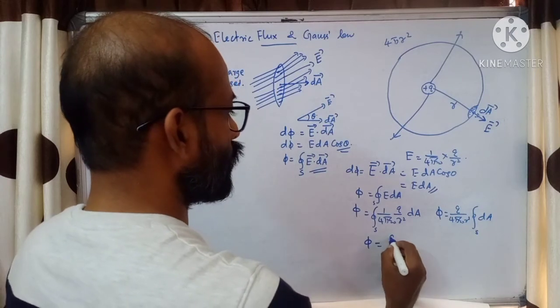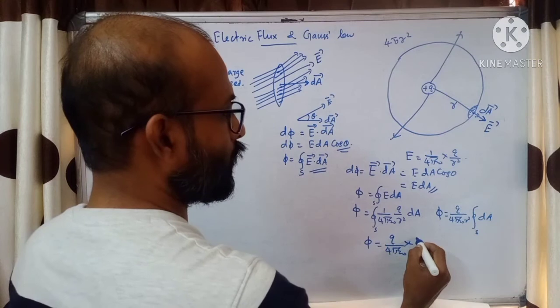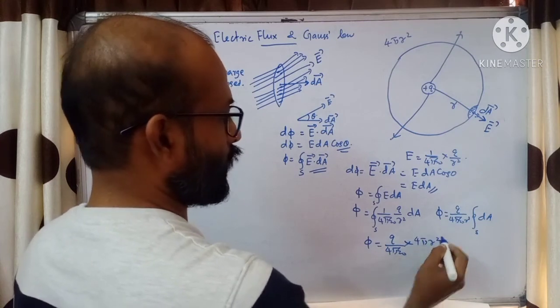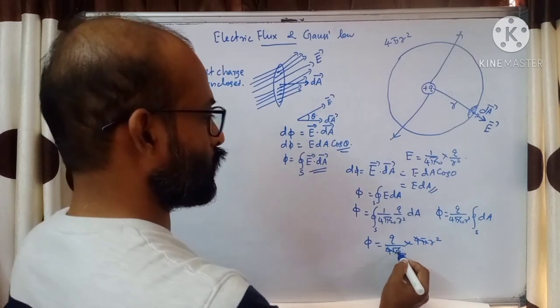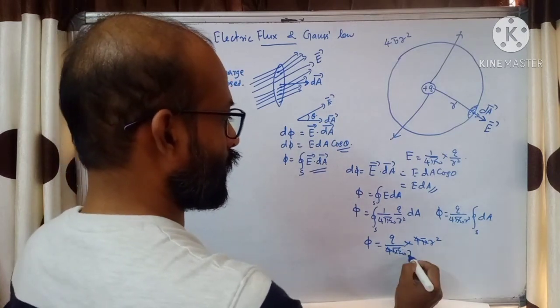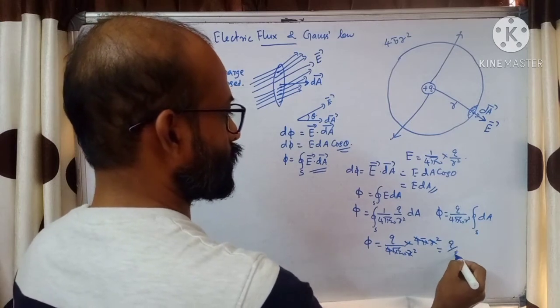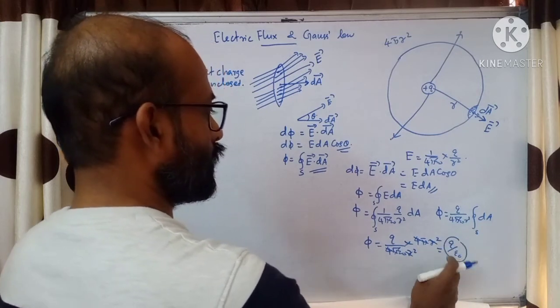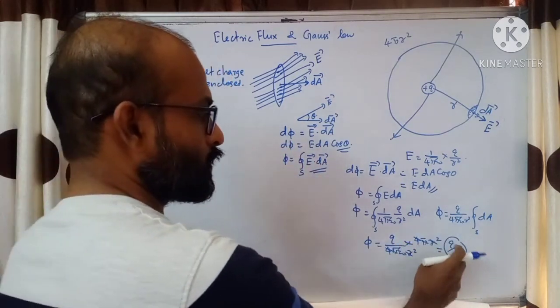Phi is equal to Q by 4 pi epsilon 0 R square into 4 pi R square. Okay, so the 4 pi cancels, and R square also cancels. What will you get? You will get Q by epsilon 0. Q is the net charge enclosed by the surface and epsilon 0 is the permittivity of vacuum.